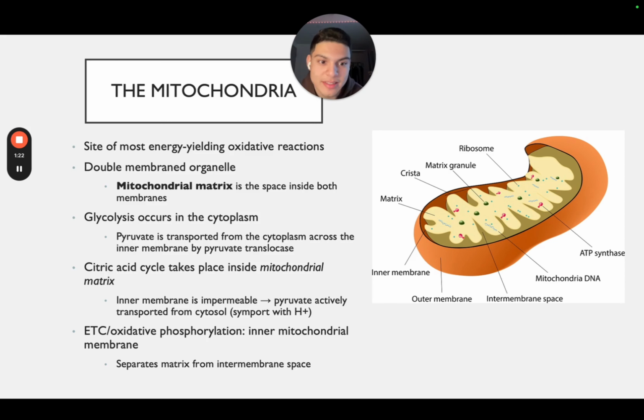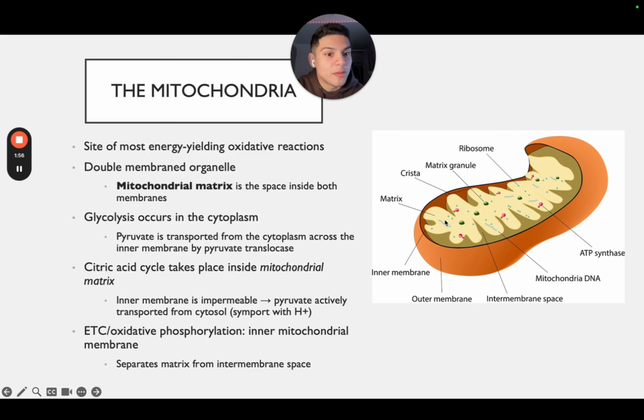The citric acid cycle, TCA, occurs inside the mitochondria. An important thing to note is that the inner membrane is impermeable, meaning that pyruvate is actively transported from the cytosol into the mitochondrial matrix. There is a symporter that transports pyruvate and a free proton from the intermembrane space. There are transporters between these spaces that take the pyruvate and the H+ and push them inside as a symporter.